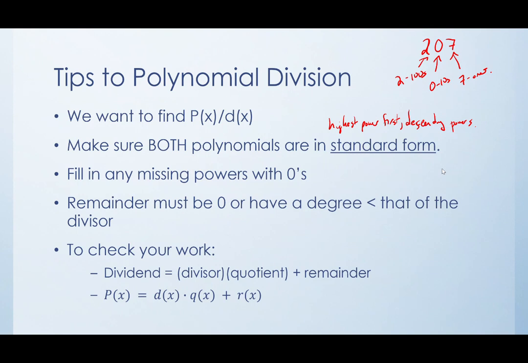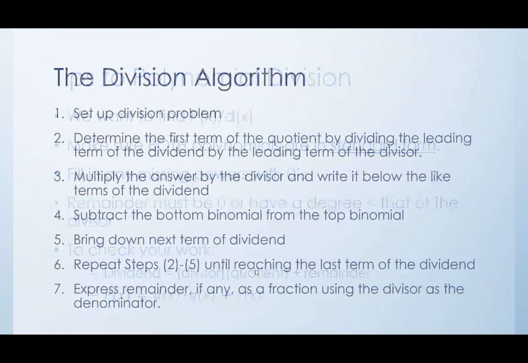And of course, you can check your work, not that anybody really does, by taking the divisor times the quotient, which is your answer from your division problem, and adding in the remainder, and that should give you what you started with, right? So p of x should equal your divisor, d of x, times your quotient, q of x, plus your remainder, r of x.